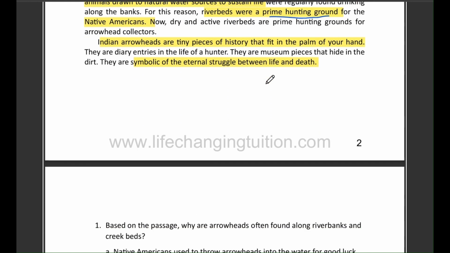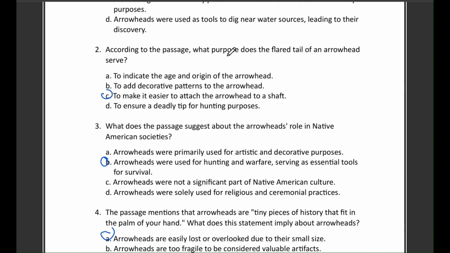be found. Question 2 asks, according to the passage, what purpose does the flared tail of an arrowhead serve? The options given are: A. To indicate the age and origin of the arrowhead. B. To add decorative patterns to the arrowhead. C. To make it easier to attach the arrowhead to a shaft. Or D. To ensure a deadly tip for hunting purposes.